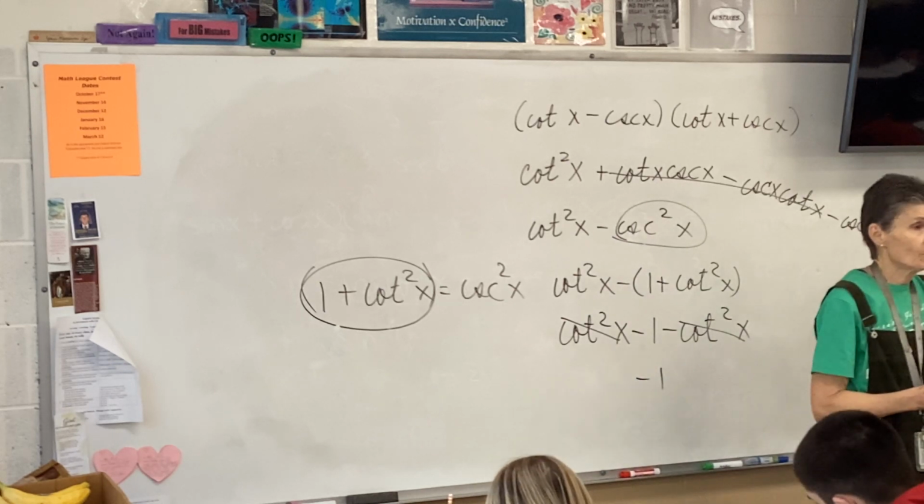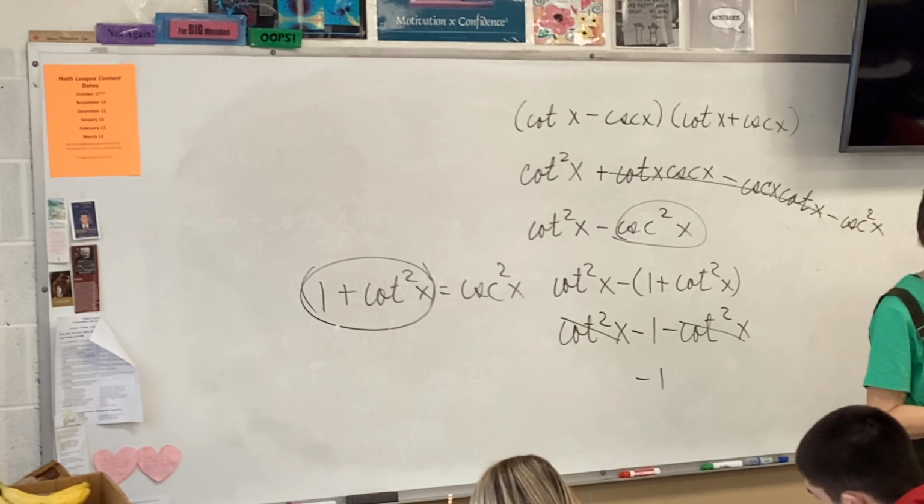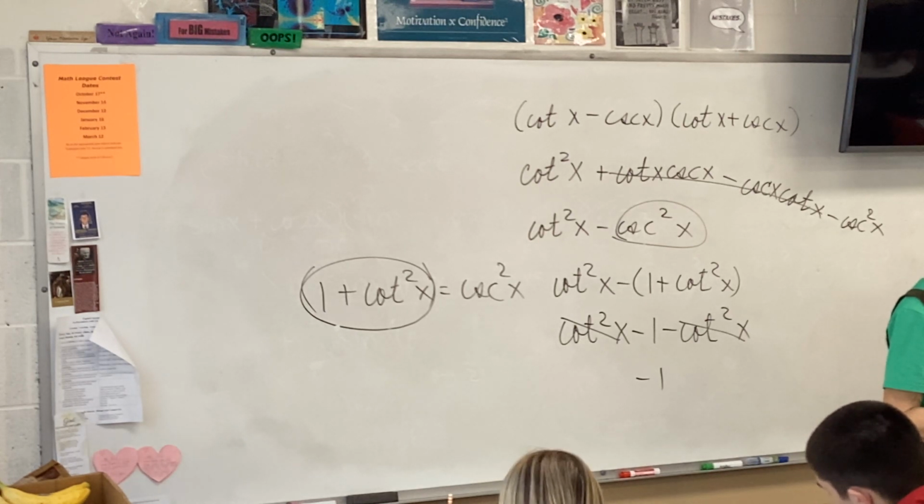What is cosecant? Cosecant is 1 over sine. That one's not on your sheet. You better know that. We used it a lot, right? Today and yesterday, we've used that a lot.